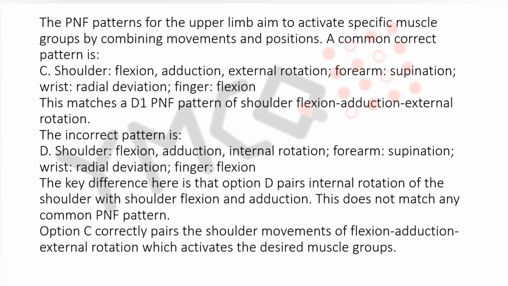The key difference here is that option D pairs internal rotation of the shoulder with shoulder flexion and adduction. This does not match any common PNF pattern. Option C correctly pairs the shoulder movements of flexion, adduction, external rotation, which activates the desired muscle groups.